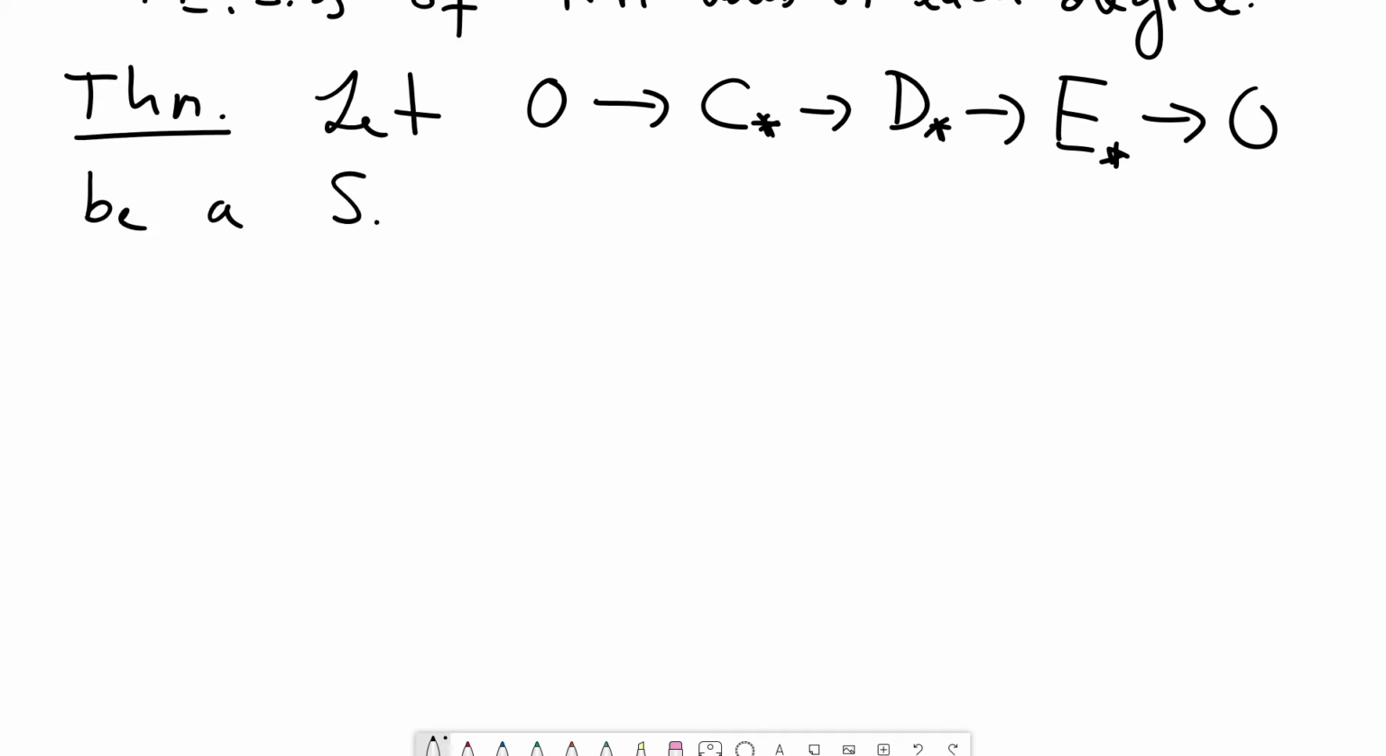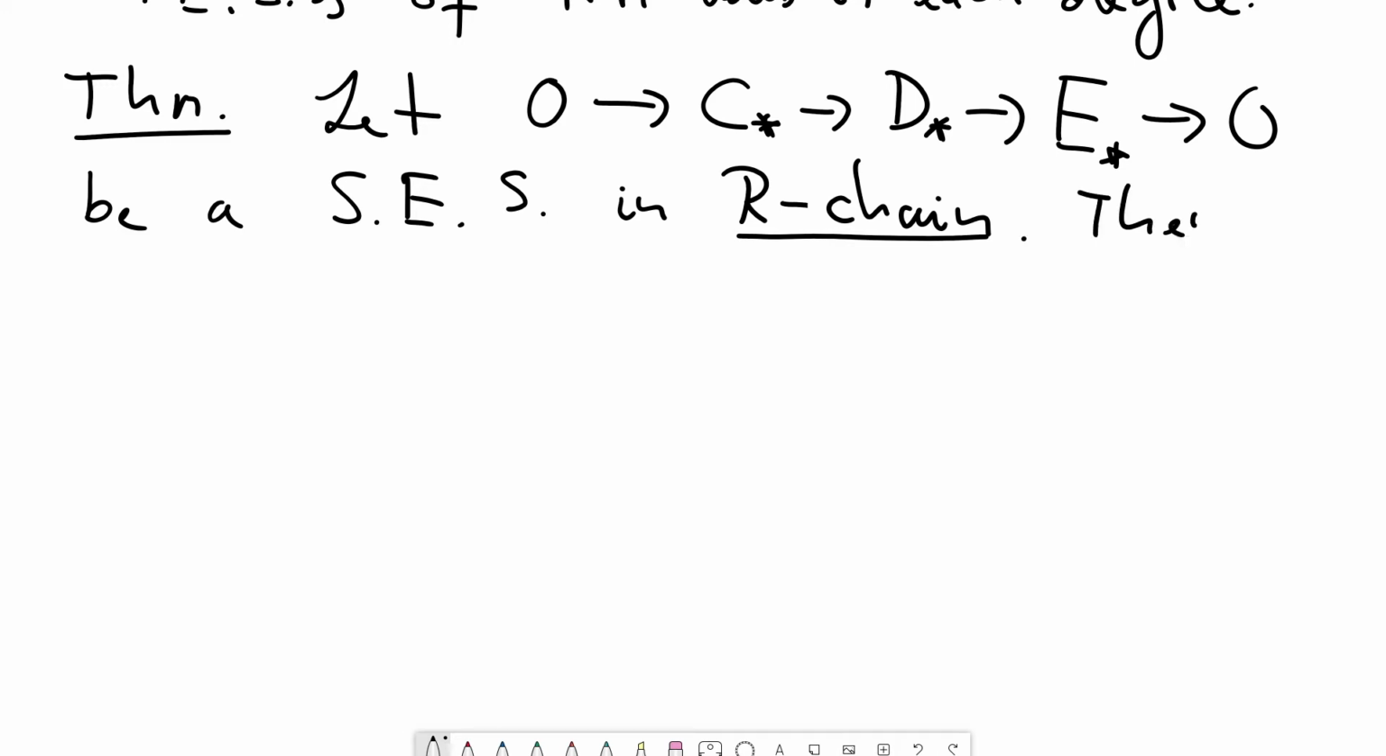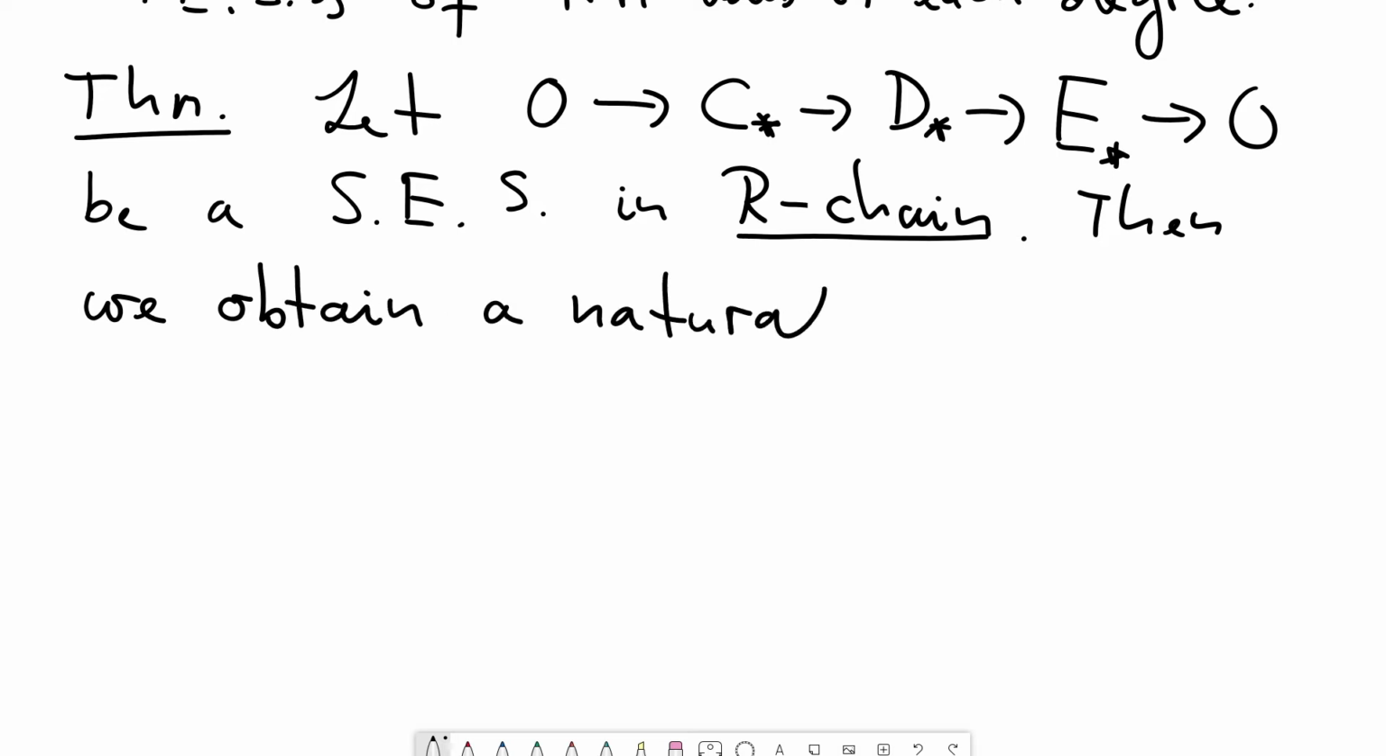And now I use the abbreviation short exact sequence of chain complexes, or in other words, a short exact sequence in this category, as Roman just said. So let me write a short exact sequence in R chain. Then the assertion of the theorem is that we obtain an associated long, exact, and natural sequence. So then we obtain a natural, long, exact sequence of homology groups.